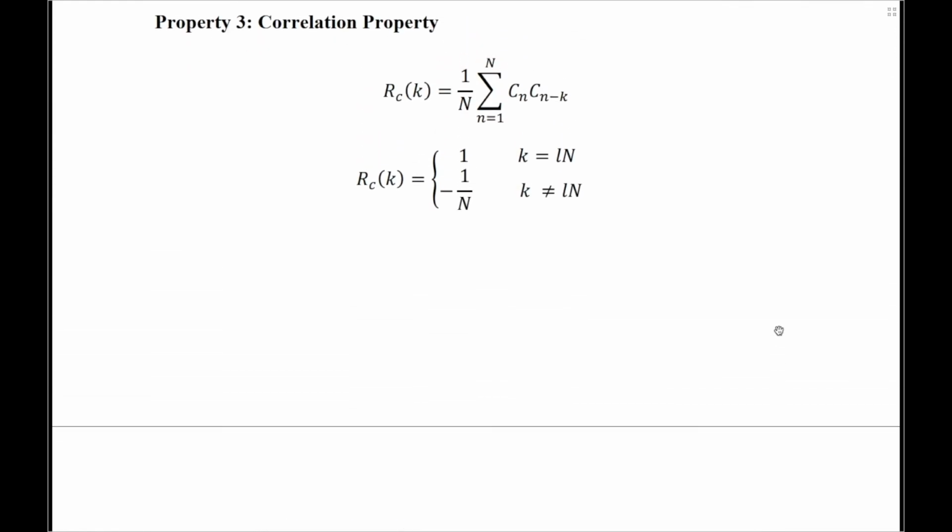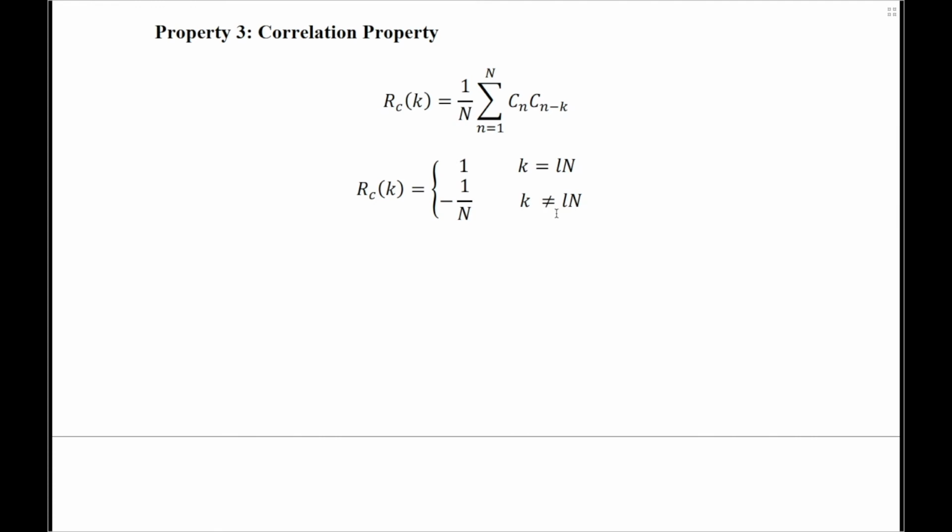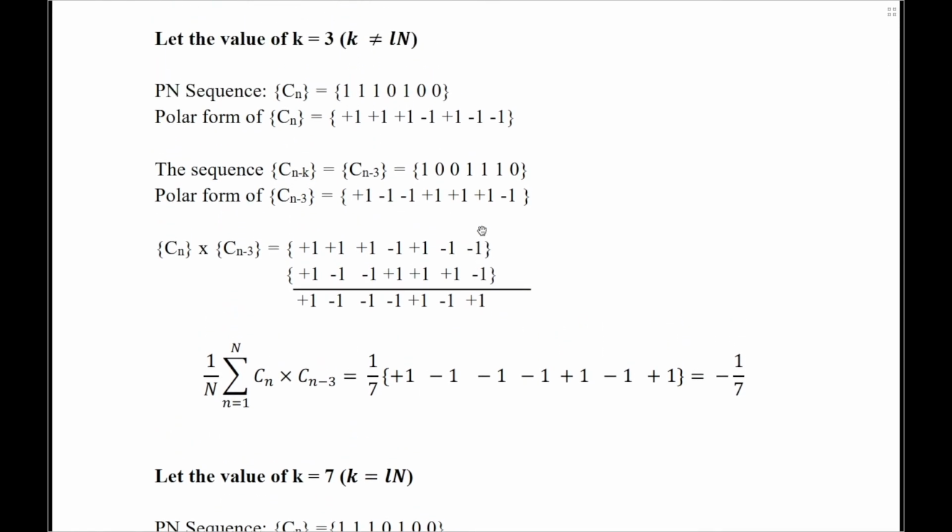When I come back to the property, for k not equal to L into N, RC of k should be -1 by N, which is what we have obtained for k equals 3 here. For any other value of k which is not an integer multiple of L, you will still obtain this same answer.